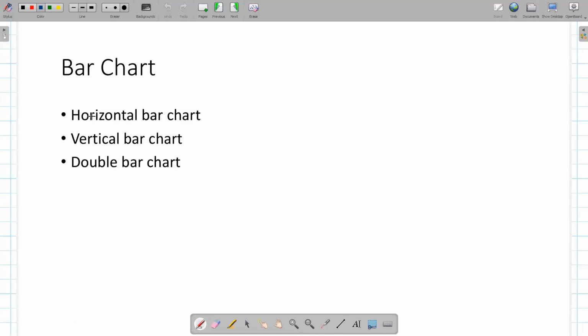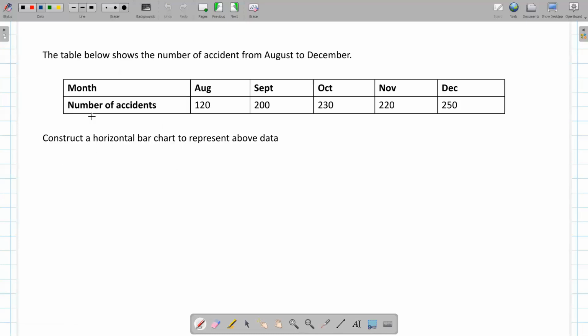It's more to see the compositions. Now first we look at horizontal bar chart. So the horizontal bar chart will look like this.